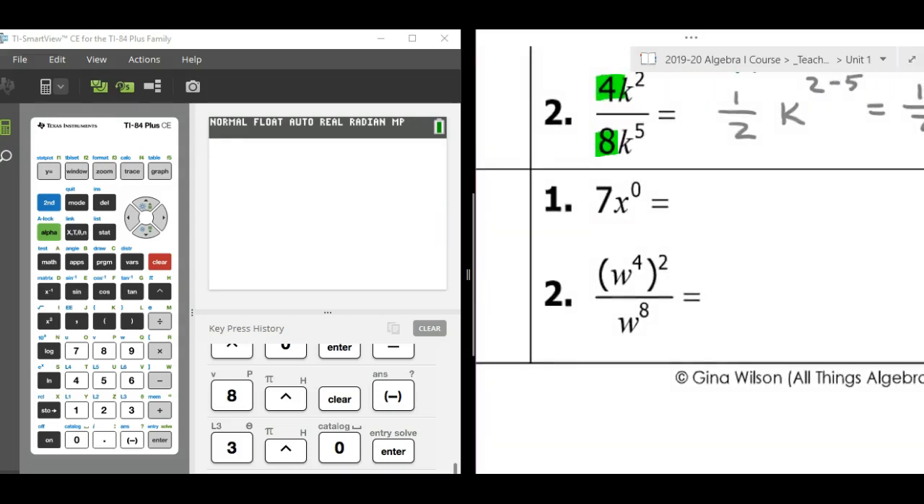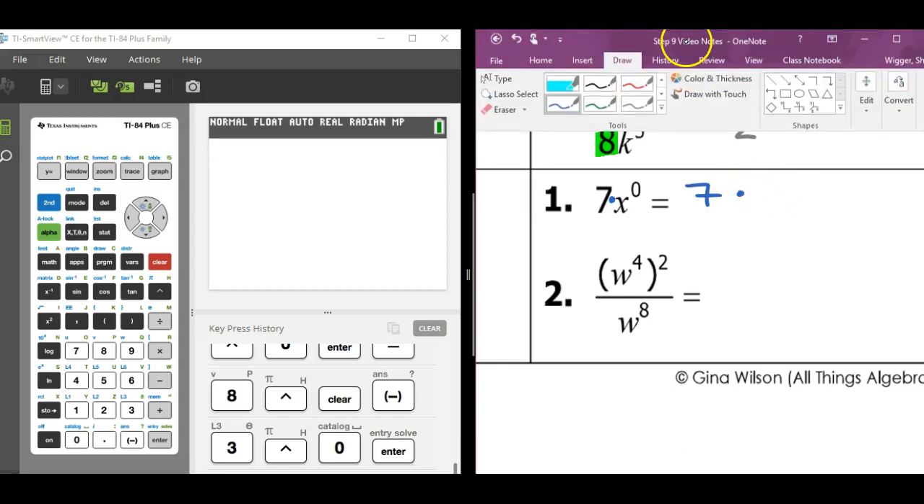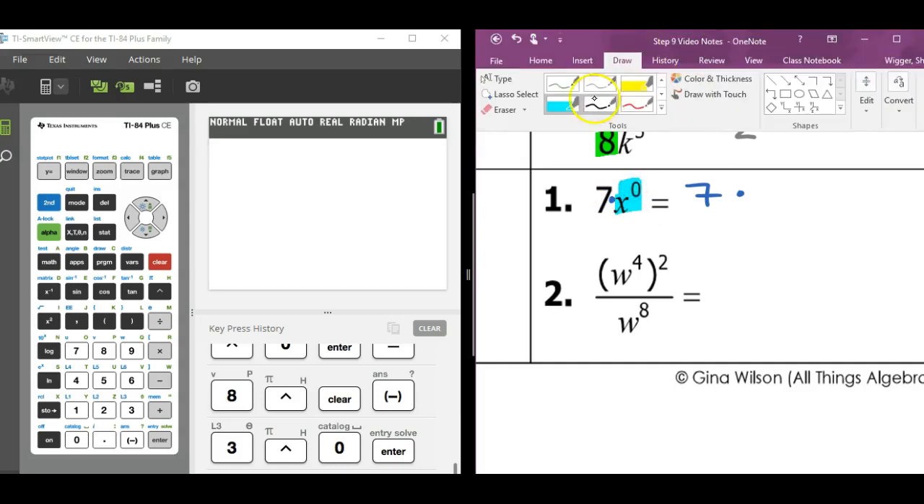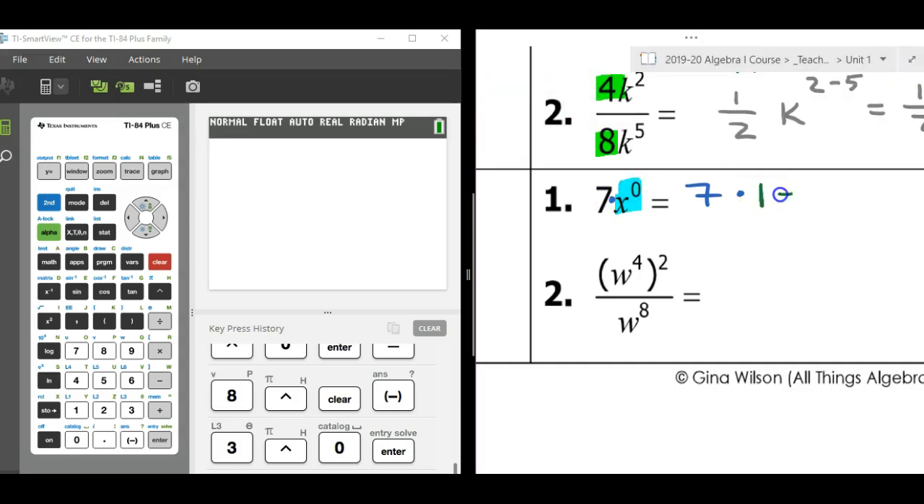Looking at example 1, we have 7 times x to the 0 power. The 7 is not raised to the 0 power. It's just 7 times x to the 0 power. And x to the 0 power is equal to 1. 7 times 1 is 7.